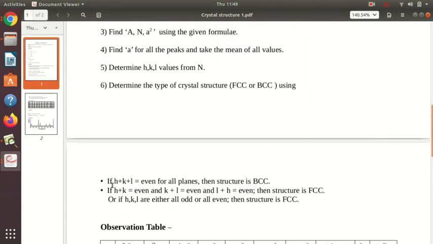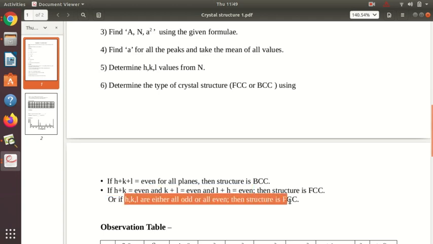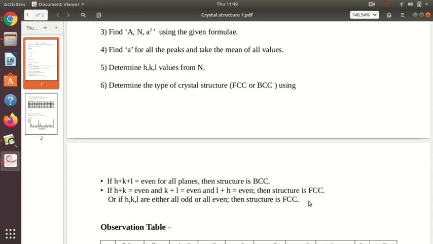If H plus K plus L, that is, the addition of all these Miller indices, is even, then surely the structure is BCC. If all are odd or all are even, then in that case the structure is FCC. You need not use this, but this is the standard procedure, and this is the trick. Suppose you can see all Miller indices are either even or odd, then you can directly say the structure is FCC. So note that you can get common values for n.